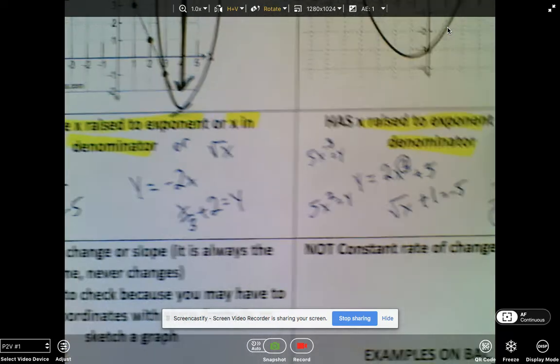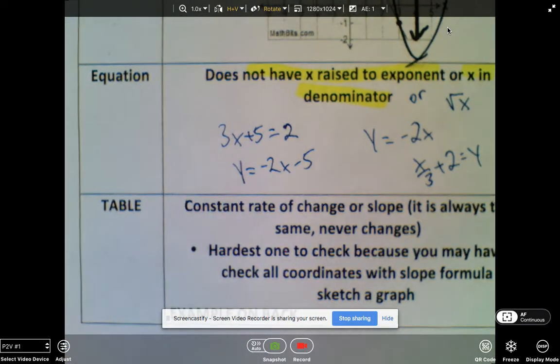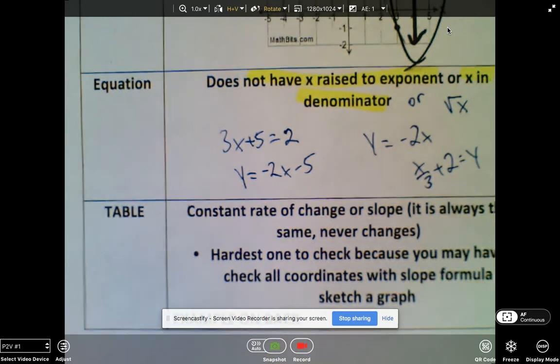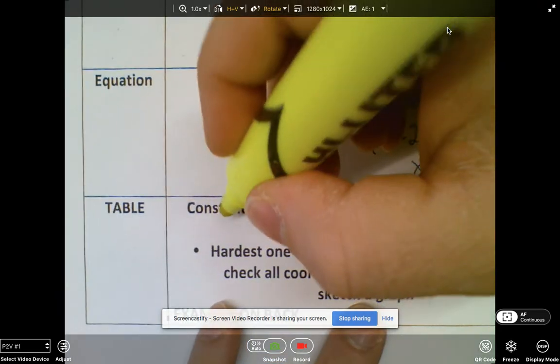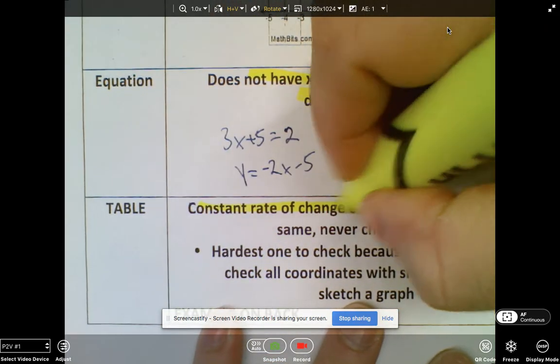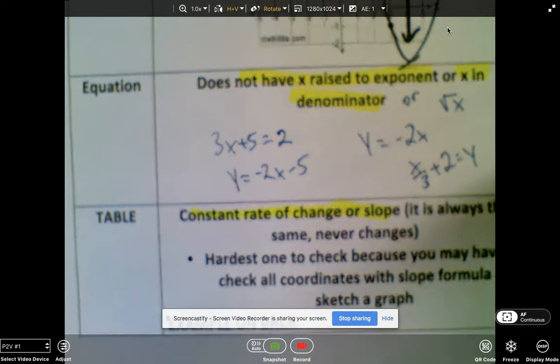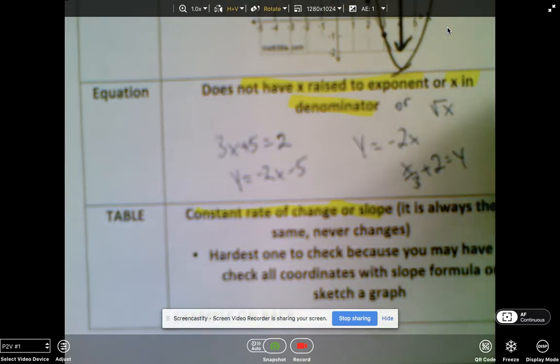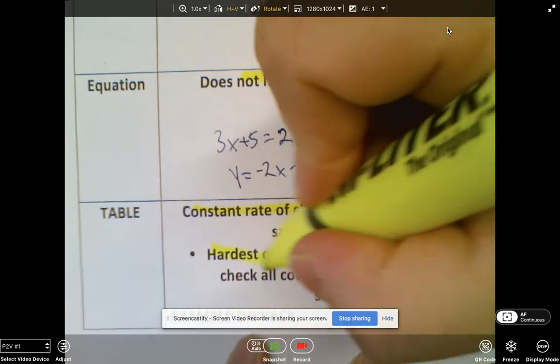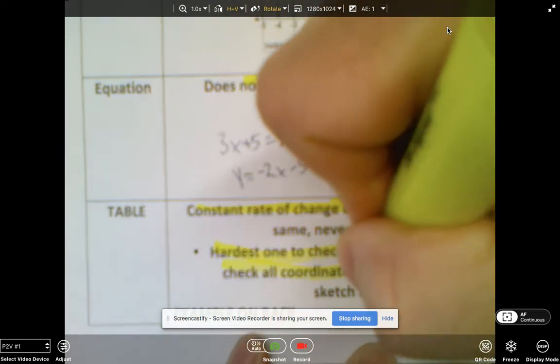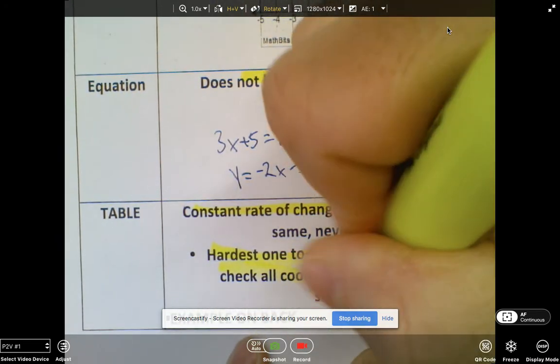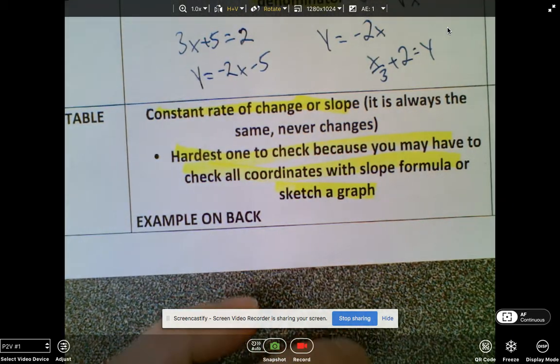So then the last one and the hardest one to check is your table. In order to be linear, it really just has to have a constant rate of change, or in other words, a slope, and it's always the same slope and never changes. It's the hardest one to check because you may have to check all the coordinates with the slope formula, or the best, foolproof way is really to sketch a graph and see if you get a straight line.